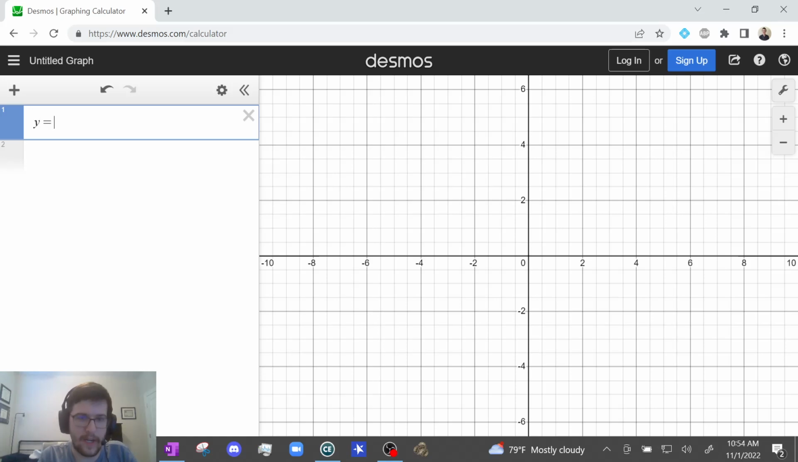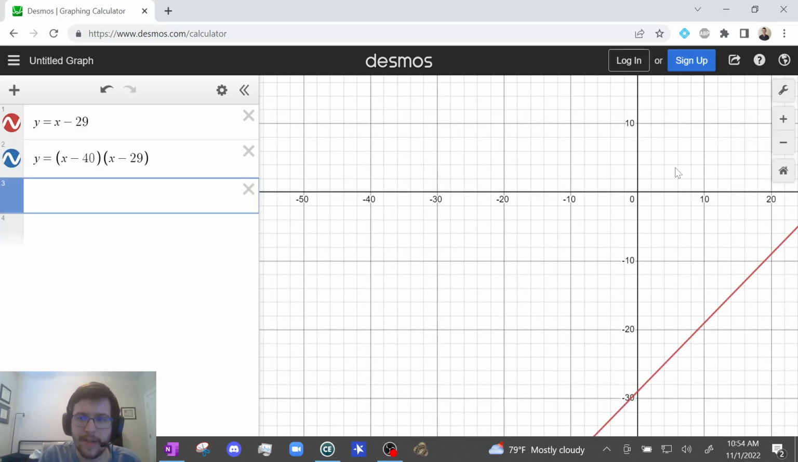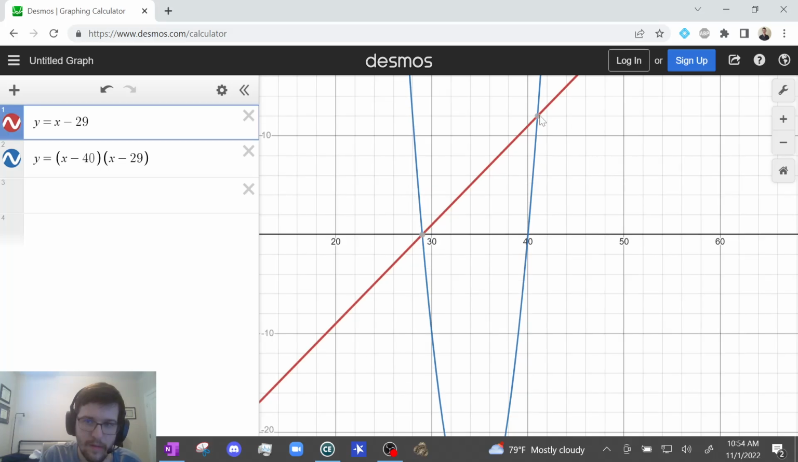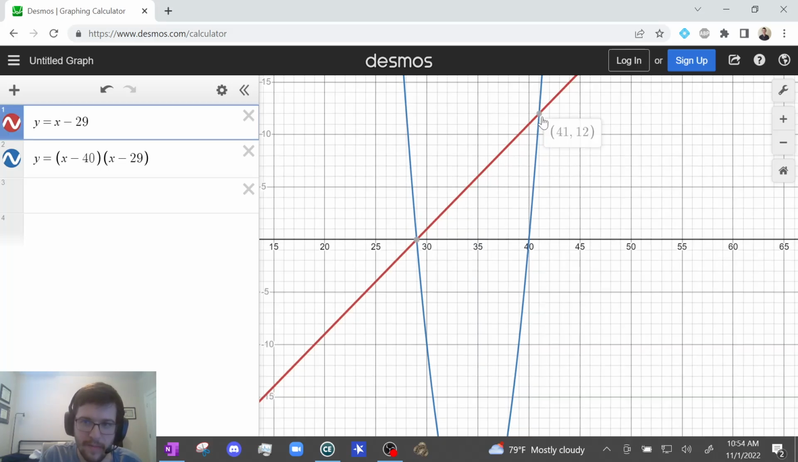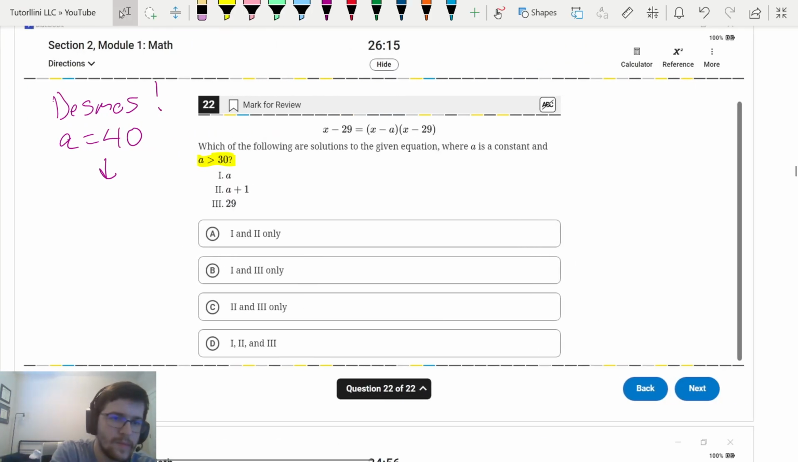So y equals x minus 29, the left side, and then y equals the right side: x minus a, where remember we set a equal to 40, and then x minus 29. And now we're going to see where they intersect. Again, I'm using the scroll wheel to do this really quickly. Okay, so they intersect at x equals 29 and x equals 41.